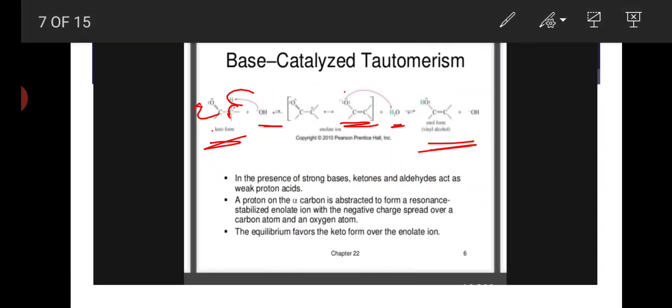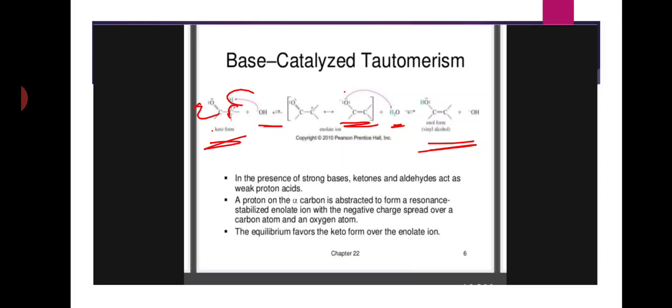Here, first the keto form, base catalyzed with OH minus, a strong base. From the keto form, one of the alpha hydrogens is removed by the base and forms the enolate ion. Then this enolate ion absorbs a proton, protonation, and is converted to the enol form. This is base catalyzed tautomerism.